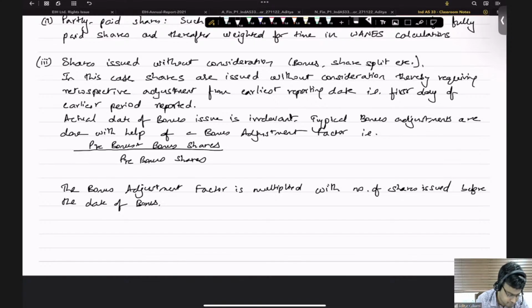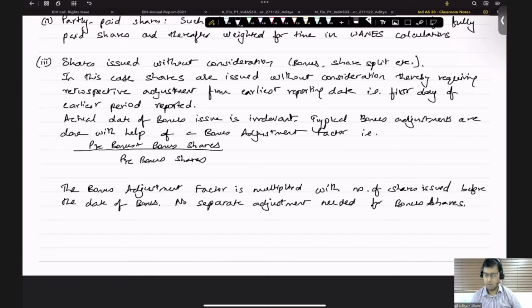Okay. No separate adjustment needed for bonus shares. Okay, no separate adjustment needed for bonus shares.